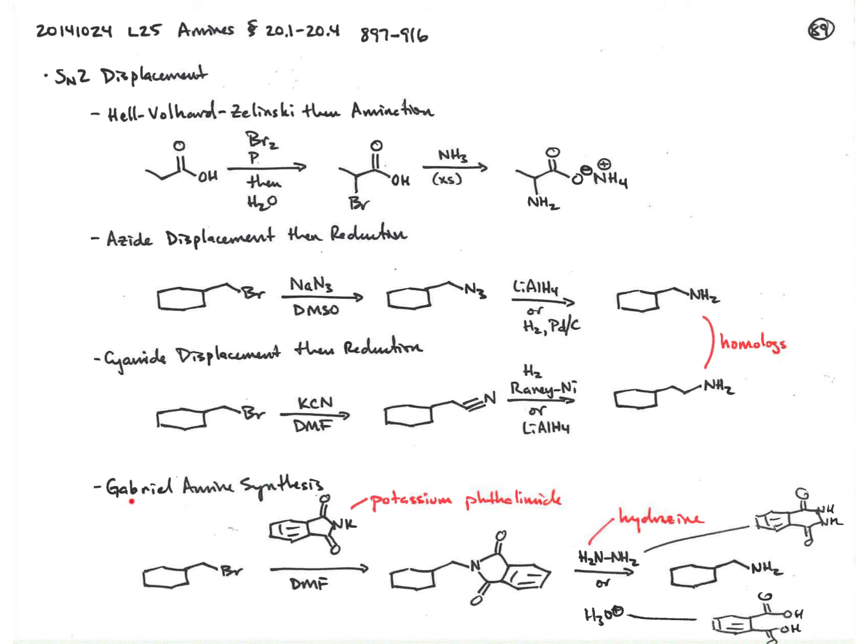And so the last one is the Gabriel amine synthesis. So notice in all of these reactions, we're starting with the same alkyl bromide. We're using this molecule here as the source of nitrogen, potassium phthalimide. So this is basically a nitrogen anion that attacks this carbon, bromine leaves. You get the byproduct of potassium bromide.